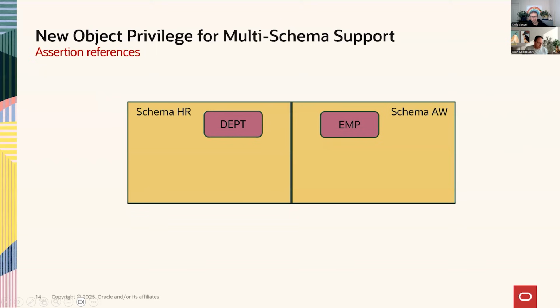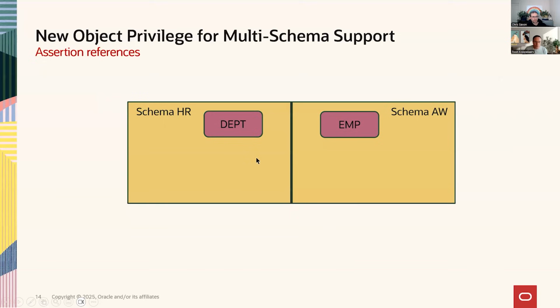Maybe some of you know that when you create a foreign key where the child table and the parent table sit in different schemas, you have to grant this references object privilege in order to be able to create a foreign key that crosses a schema border. Well, the same is true with assertions.